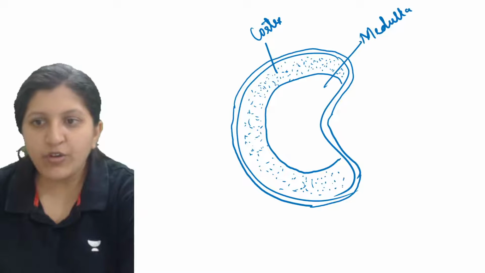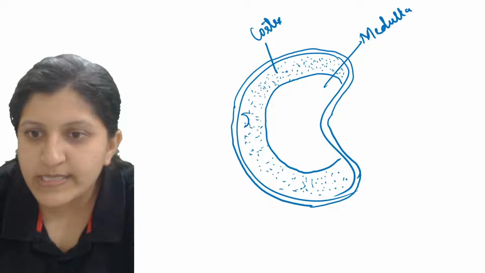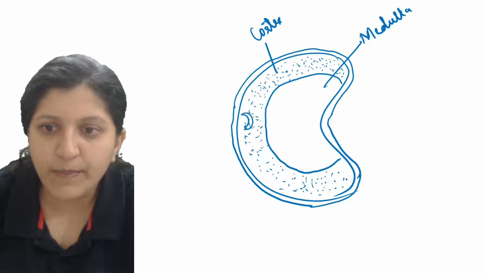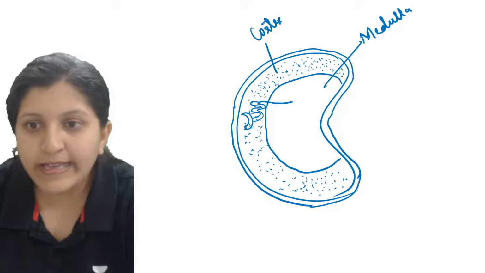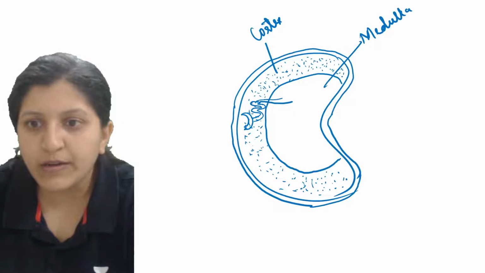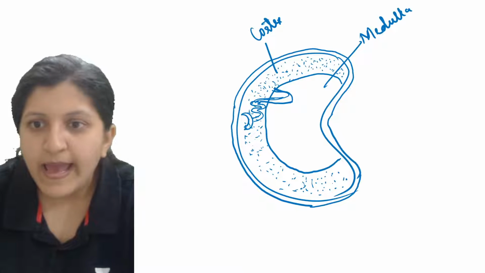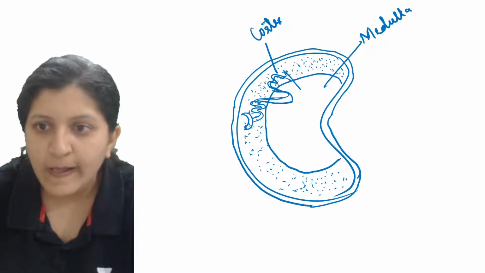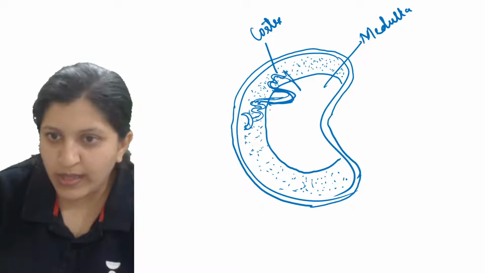Why exactly it looks like this is because there is Bowman's capsule, and with that you can also find the glomerular filtrate, which will move down, and there is the PCT. Then Henle's loop you can find over here in the medulla region. Then you can find a DCT over here, and then a collecting duct. That means you can find in this region the conical pyramids.